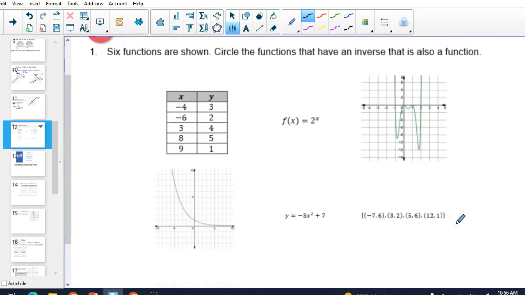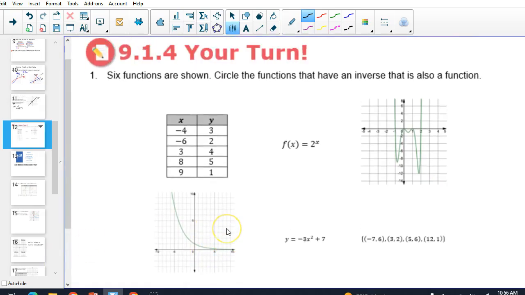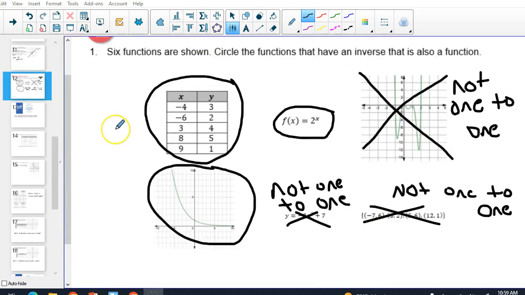Now, I want you guys to take a minute, try out and see which one of these functions, first of all, are functions, and then if they have inverses. Give you guys a couple seconds, okay? So if you had a chance to give it a go. Our first table here is a one-to-one function, so we circle it. Our exponential functions look something like this, if we remember. It passes the vertical and horizontal line test, so it's going to be one-to-one.